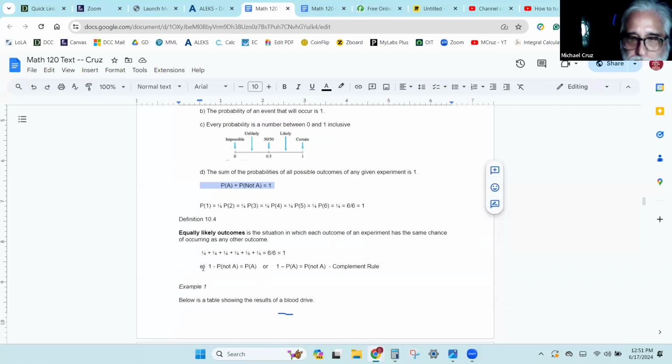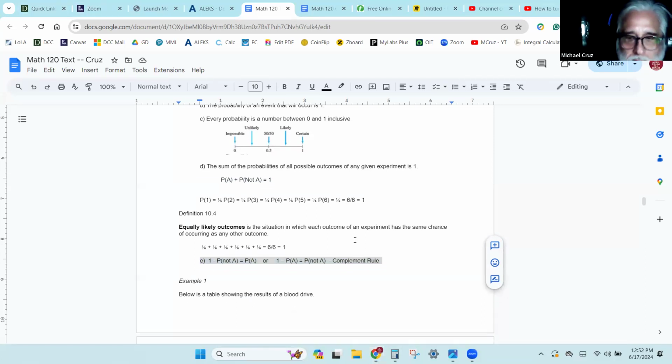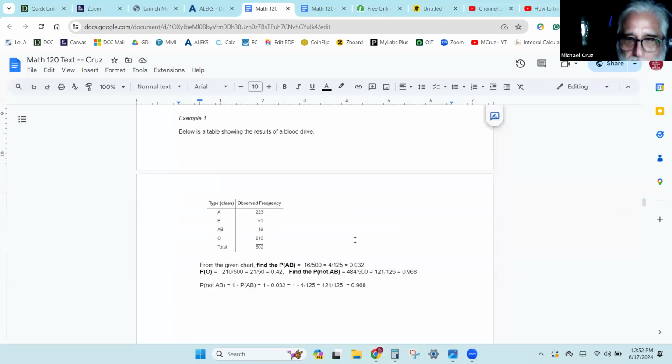complement rule. And here it is. You can look at it in one of 2 ways. The probability of A is equal to 1 minus the probability of not A, or 1 minus the probability of A is equal to the probability of not A. Two sides of the same complement rule. So let's do some calculations on some probability.